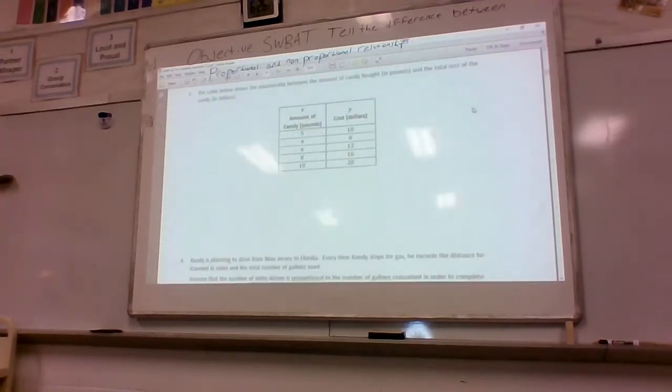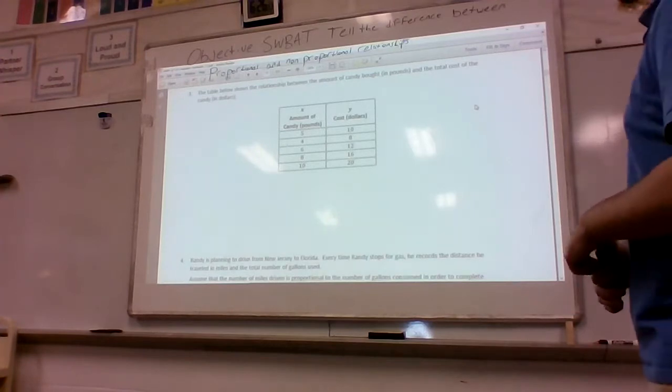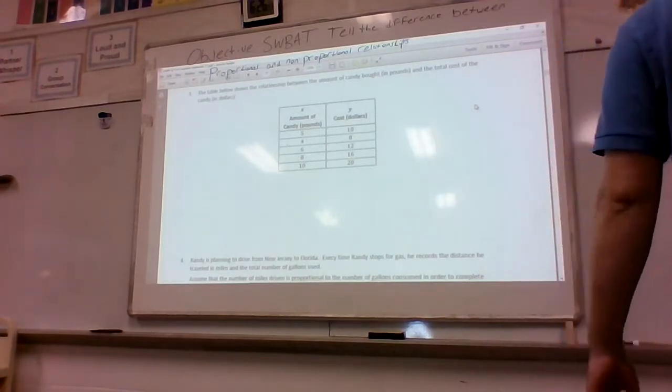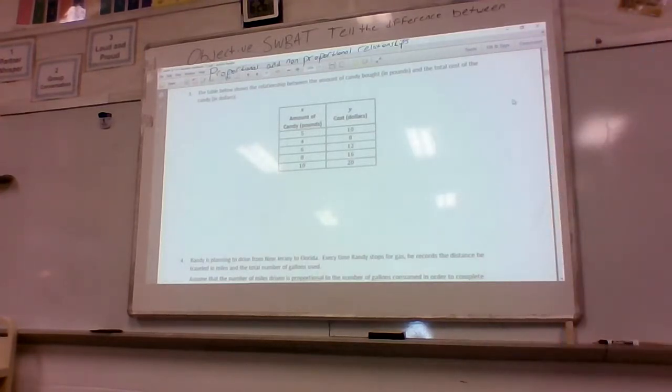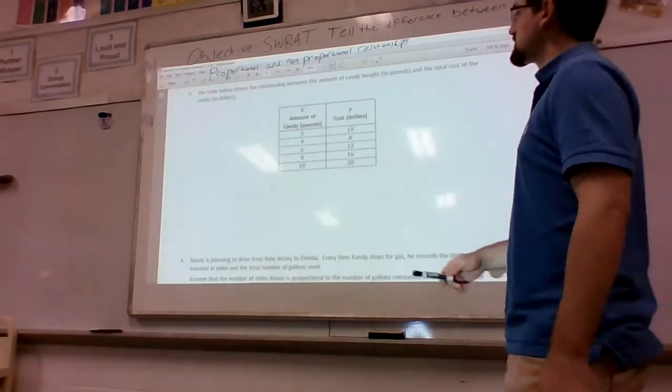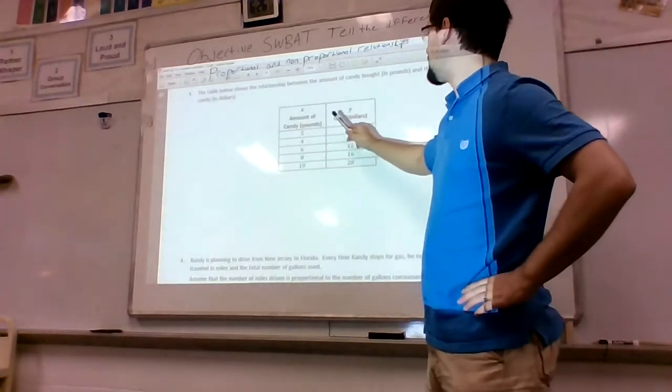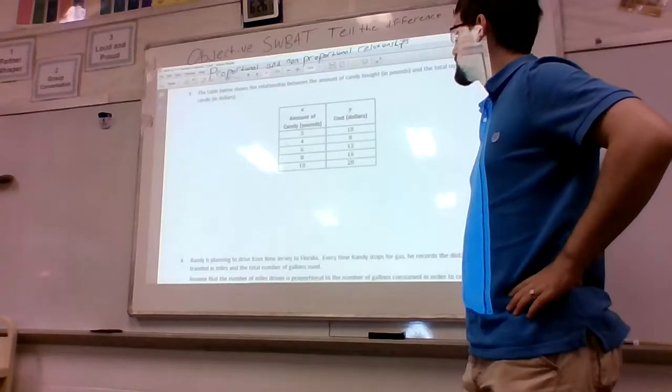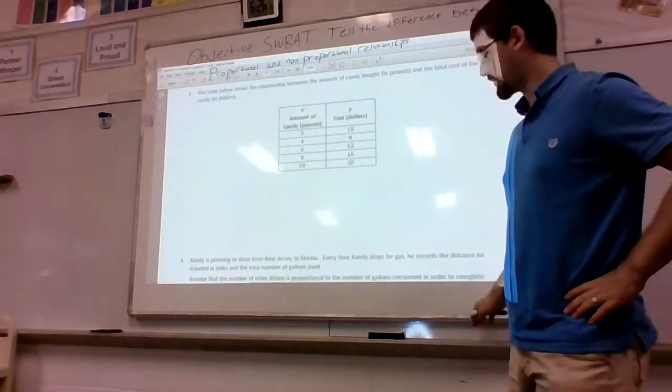The table below shows the relationship between the amount of candy bought in pounds and the total cost of the candy in dollars. Okay, so let's see. Amount of candy in pounds and the cost in dollars. Which one should we put second?